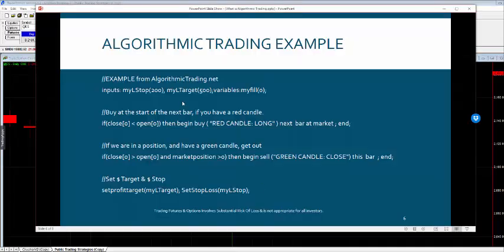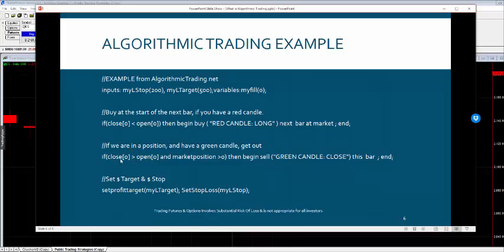Okay, so here's the code for that example. I copied it straight out of the TradeStation development environment. First, you have a few inputs. You have a stop, a target, and a variable myfill, which we don't actually use. And then this is the code that matters, the part that has the entry. If the close of the current candle is less than the open of the current candle, then we just want to buy the next bar at the market. And if we're in a position and have a green candle, then we want to get out.